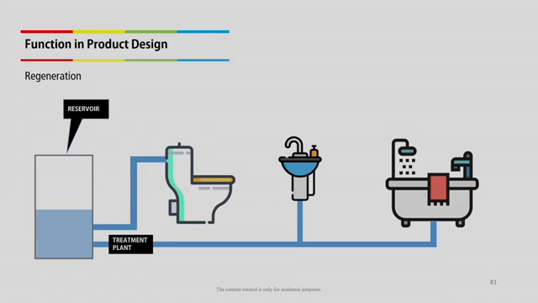Next functional strategy is regeneration. Regeneration is based on the principle of using the output of something as input for something else. By doing this, waste is approximately 0. For example, wastewater from shower and wash hand basin is collected and treated. The recycled grey water is then used to flush toilets. So, this kind of arrangement reduces wastage of water.